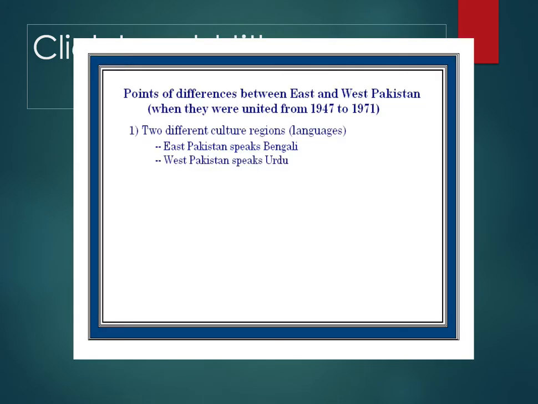Let's look at the points of difference between East and West Pakistan when they were united as one country from 1947 to 71. First off, there are two different culture regions. The principal indicator of cultural difference is language. It is not the only one, but it is the principal one. Well, first off, East Pakistan, the predominant language there, there are more than one language, but the predominant language is Bengali. West Pakistan speaks Urdu, amongst other languages you'll also find there. So therefore you have a cultural difference there, based on language, but indicative of other cultural differences. All right? Mind you, they're separated by about 1,000 miles of hostile India.